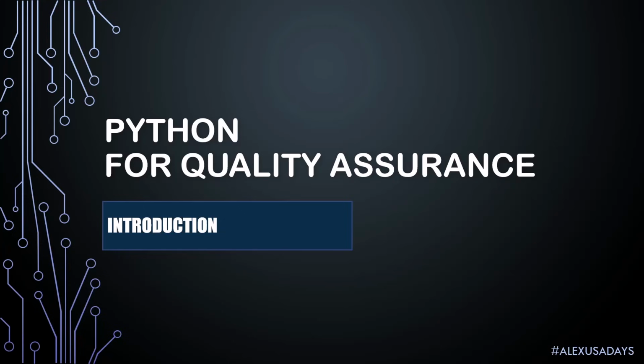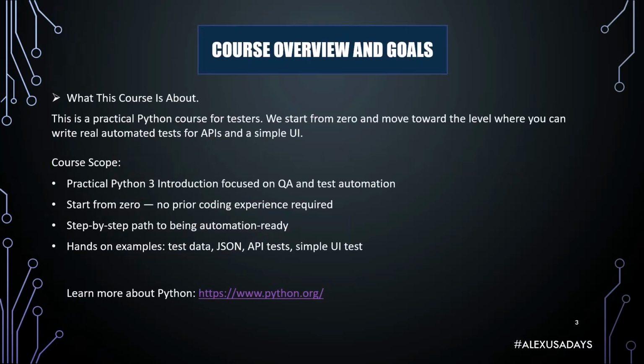So this is Python for quality assurance and what this course is all about. This will be a practical Python course for testers. We start from zero and move towards the level where you can write real automated tests for APIs and simple UI. In the course scope, you'll have a practical Python 3 introduction focused on QA and test automation.